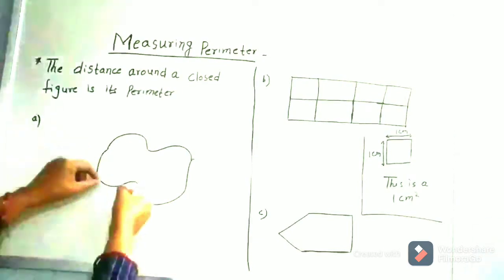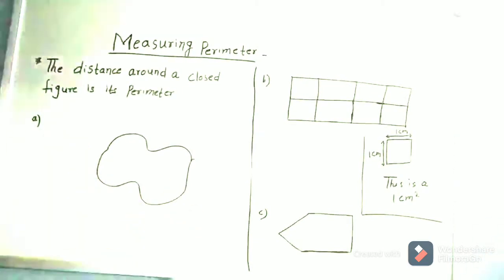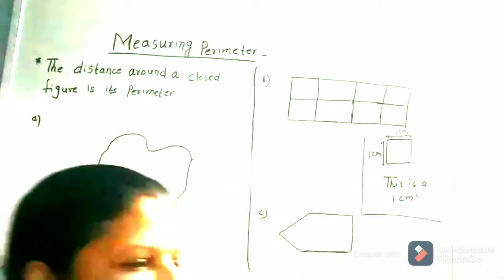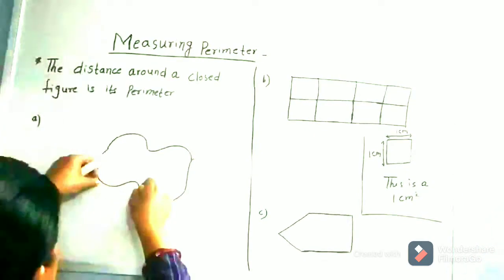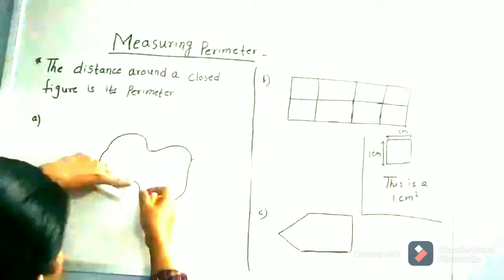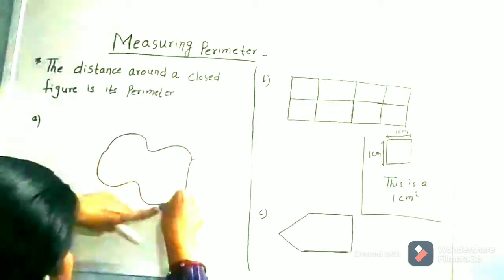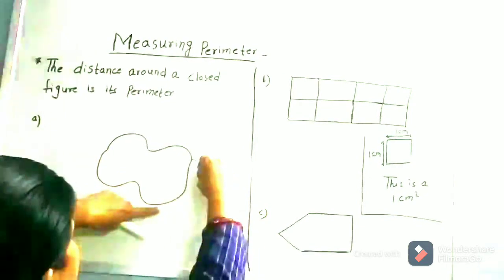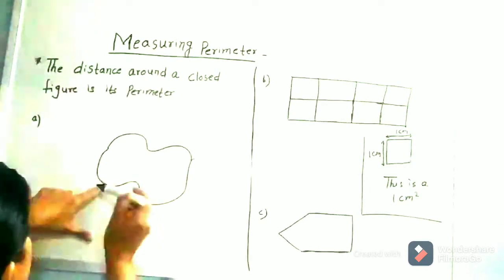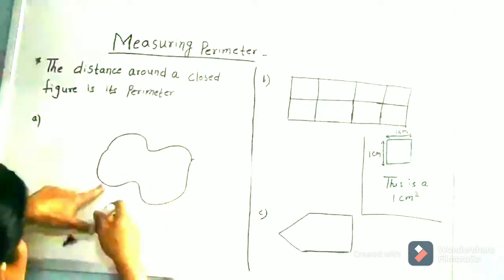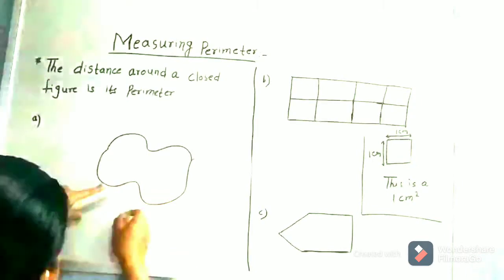But here it is very difficult to measure with a scale or ruler. So now we take one thread, this string, and we measure like that. First open this and measure like that. The starting point can be anywhere. Here, we first put one dot so we understand where we have to start. Now see, it is very easy.